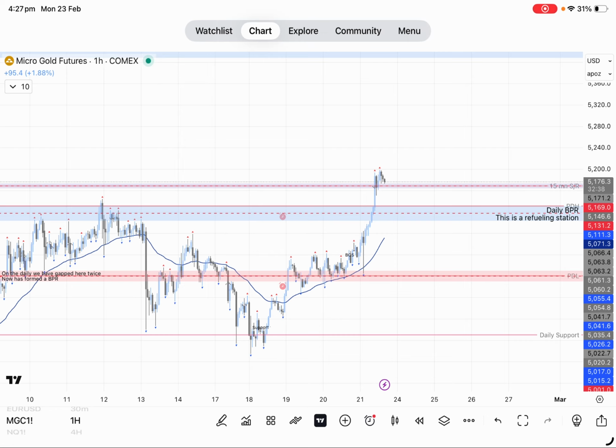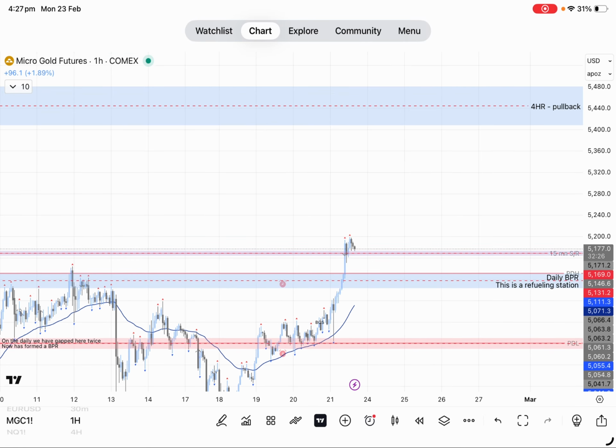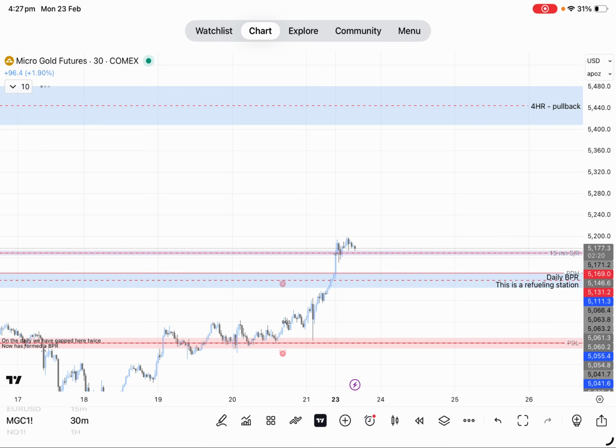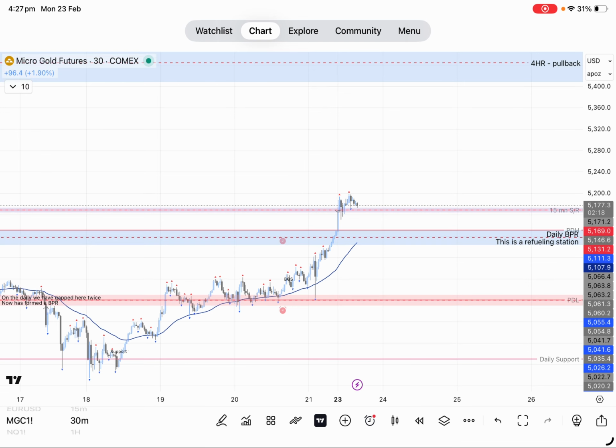So now that we've pushed well on through into that 15-minute support and resistance line above that, I think 5169 is being left in the dust, and we're more than likely going to push up there to that 5400 mark. I personally don't look too much at the 30-minute. As you can see, there's really not much more to add there.